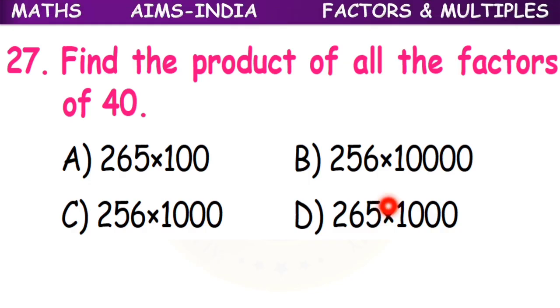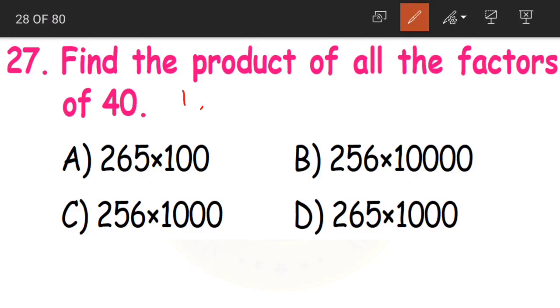Find the product of all the factors of 40. Now what are the factors of 40? 1 forties are 40. 2 twenties are 40. 40 does not come in 3 table. Then we have 4 tens are 40 and then we have 5 eights are 40. Yes. Now we should find out the product of all these factors. Now you need to solve this. We need to solve this one intelligently.